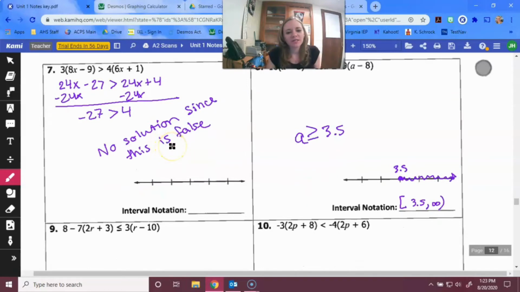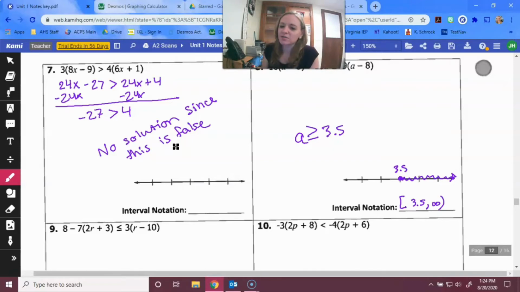Number 7, I went ahead and worked out to show you. Make sure that, yes, this is what you get. Negative 27 is greater than 4. That is a false statement. It was easy with the equal sign to see, oh, they're not equal. But now it's like, okay, this could be a true statement or a false statement. In this case, we get a false statement, so no solution. If there's no solution, you don't have to graph, you don't have to do interval notation.